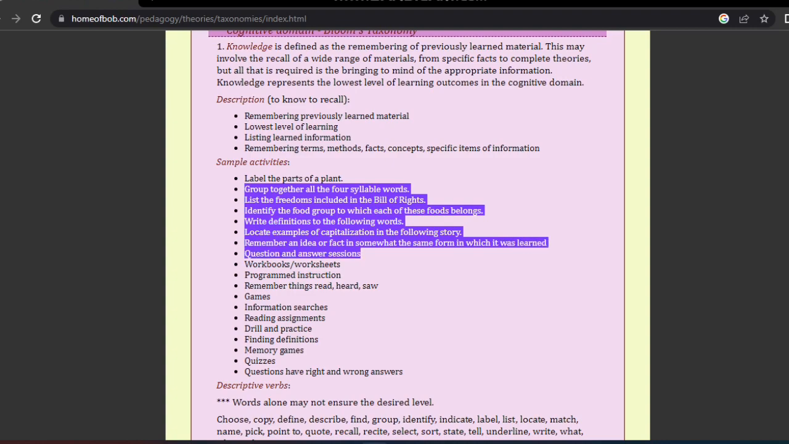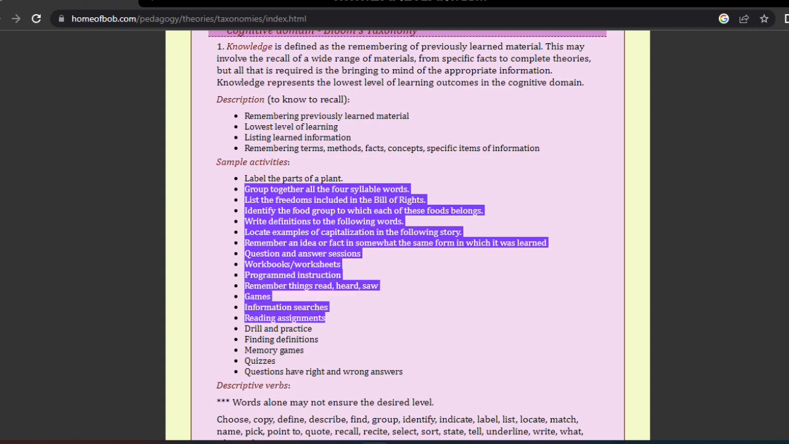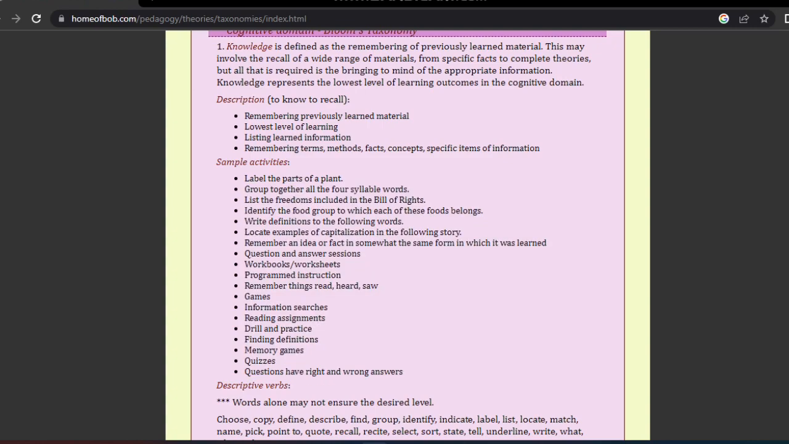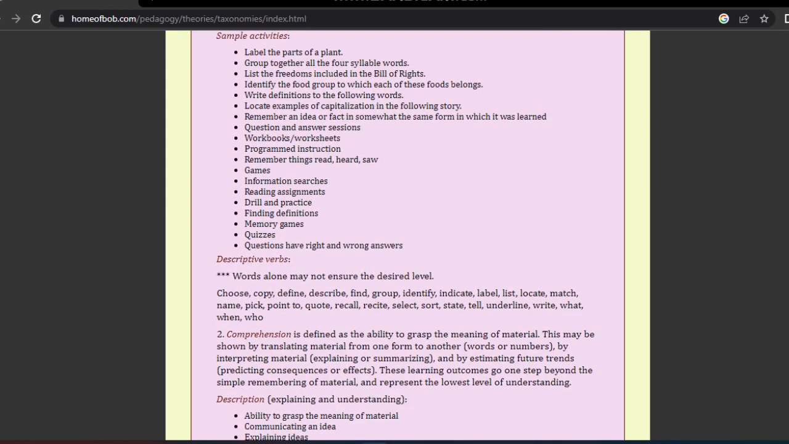Questions and answer sessions, workbooks or worksheets, programmed instructions, remembering things read, heard, saw, games, information searches, reading assignments, drill and practice, finding definitions, memory games, quizzes, questions that have right and wrong answers. Okay, guys, here you can see the descriptive verbs. Words alone may not ensure the desired level.